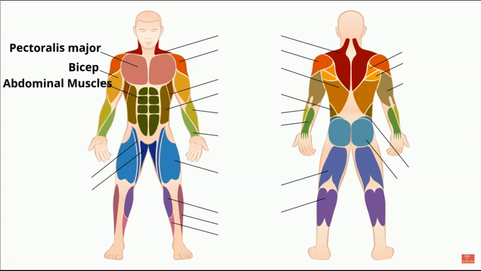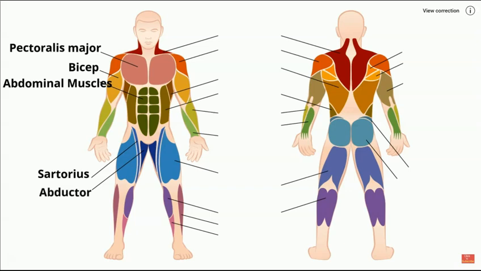The abdominal muscles support the trunk and allow movement and hold the organs in place. The sartorius muscle is the longest muscle in the human body. It's a long, thin muscle that runs down the length of the thigh. This muscle helps you cross your legs.